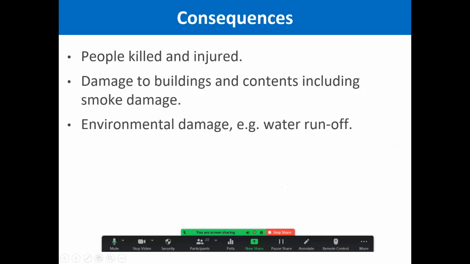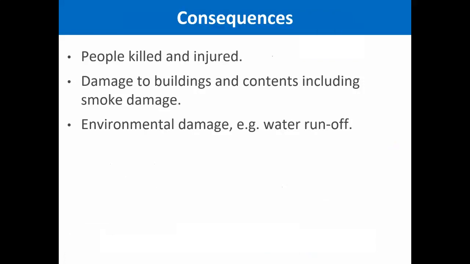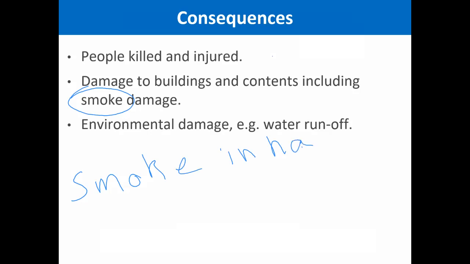Okay, let's move on. What are the consequences? Obviously, people get killed and injured, damage to buildings and contents, including smoke damage, environmental damage, water runoff. Now, there is one important thing to remember. People die from fires, okay? But they don't die from the fire itself. The majority of the deaths happen due to smoke inhalation, okay? Smoke inhalation is what causes most of the fatalities.